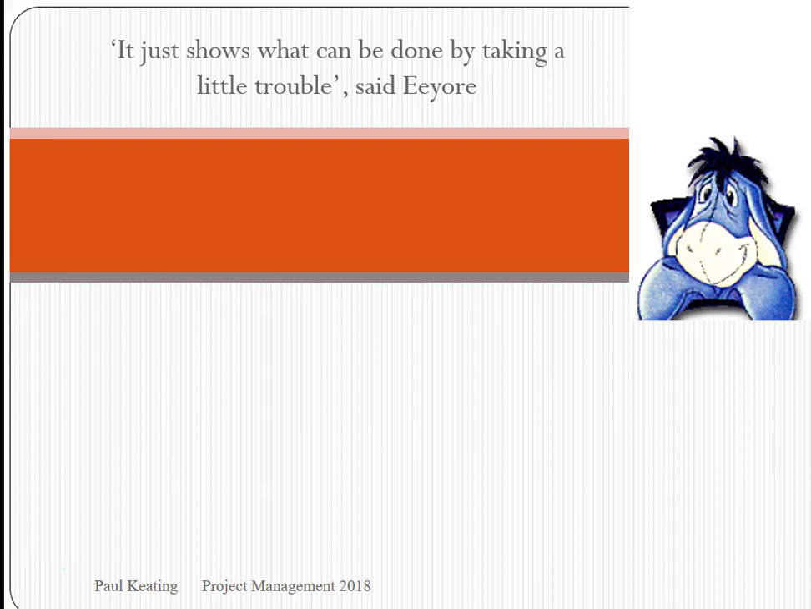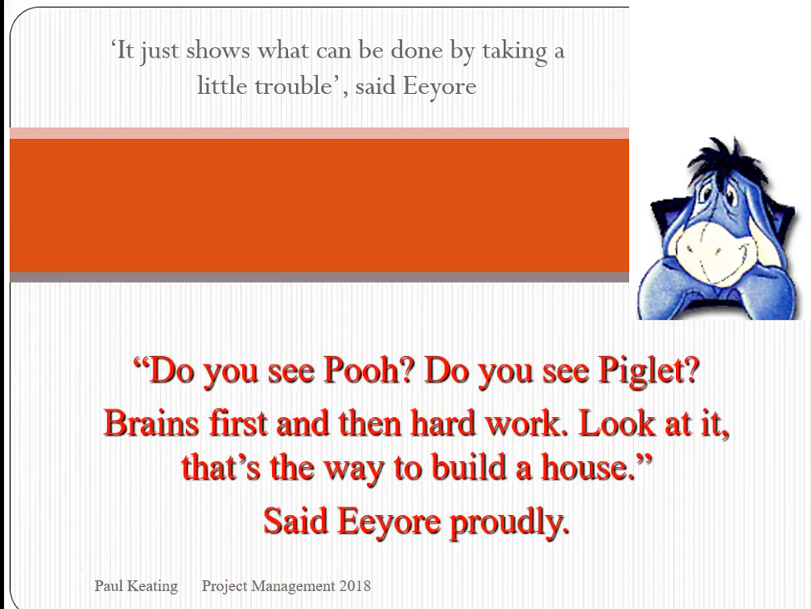Eeyore had a habit of taking things quite casually, but one of the things he often did was to oversee the work of others. So Eeyore was a bit of a project manager, and one of his famous phrases was: "You see Pooh, you see Piglet, brains first and then hard work. Look at it, that's the way you build a house." So in a lot of ways, Eeyore was the consummate project manager. He encouraged his friends to plan before they did anything.